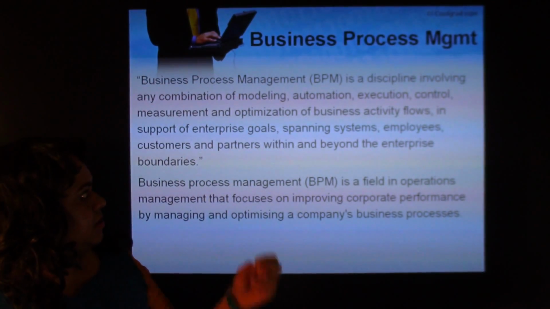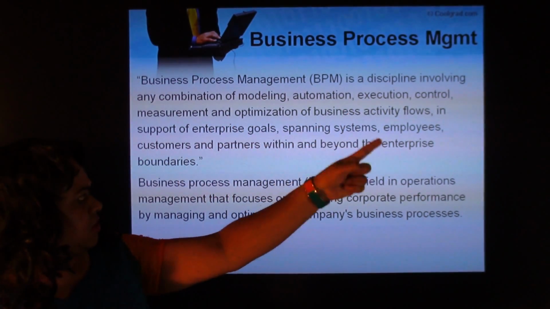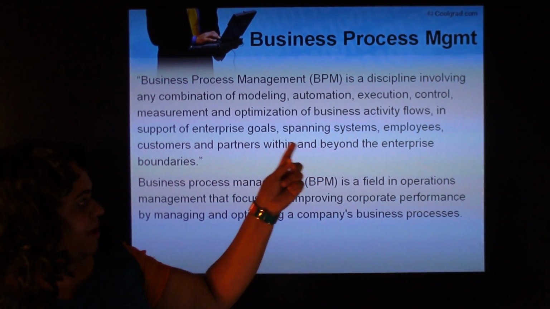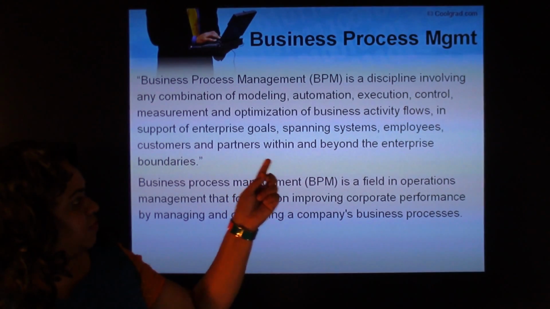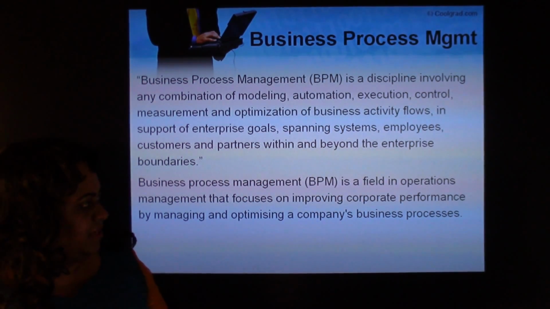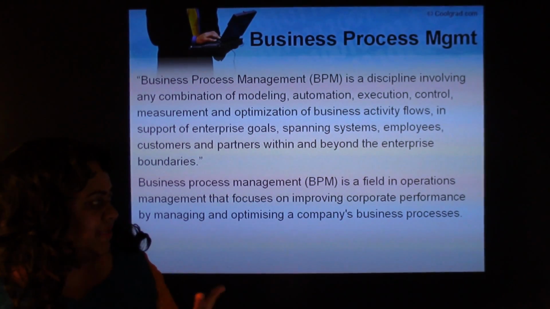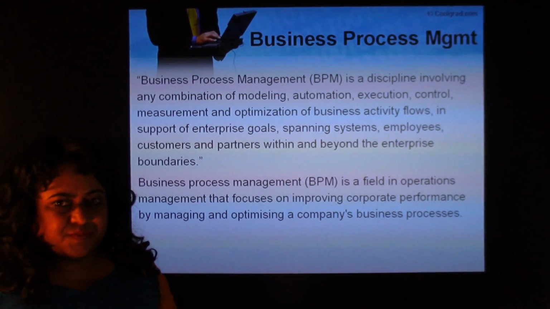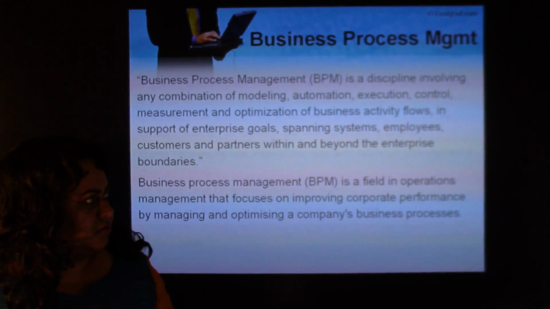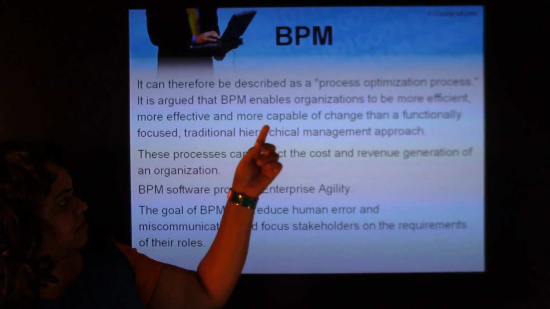Business process management, BPM, is a discipline involving any combination of modeling, automation, execution, control, measurement, and optimization of business activity flows in support of enterprise goals, spanning systems, employees, customers, and partners within and beyond the enterprise boundaries. So, business process management is a field in operations management that focuses on improving corporate performance by managing and optimizing a company's business processes. So BPM provides agility to an enterprise and makes it scalable and sustainable. So it's a process optimization process.